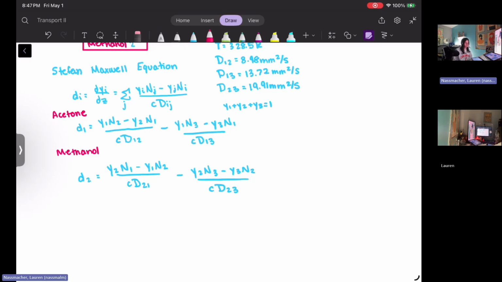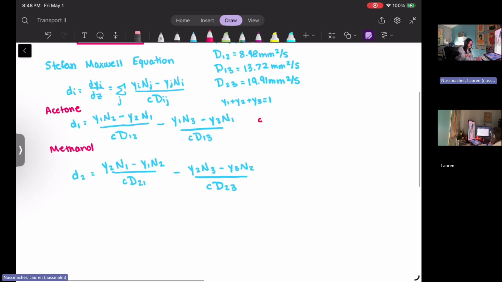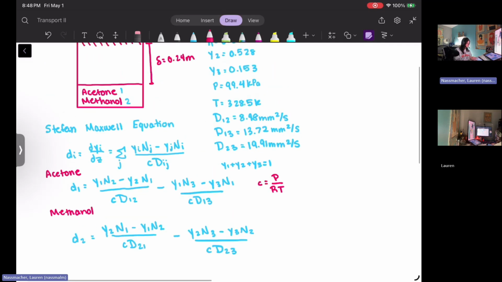One including the concentration, one being the distance, z, and one being the molar flux, which we'll calculate later. For our concentration, it's important to know that our concentration is equal to the pressure over our constant multiplied by our temperature, and that's for vapor. So we're going to move on from that. That can be solved in Excel, which will be solved later.